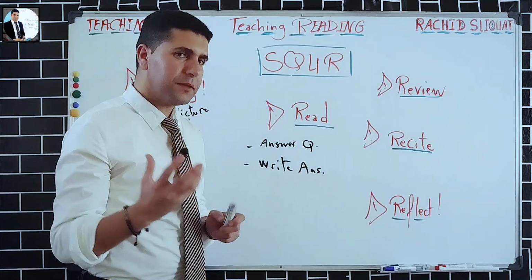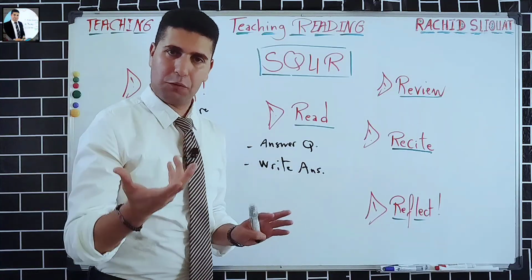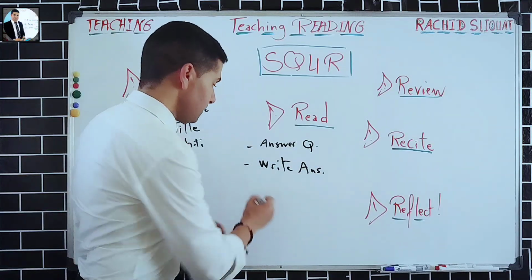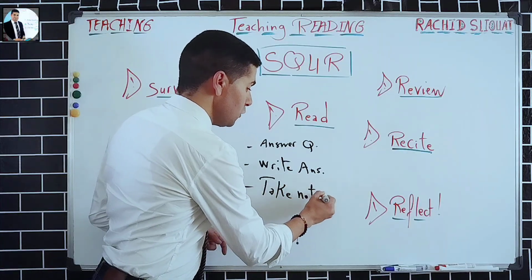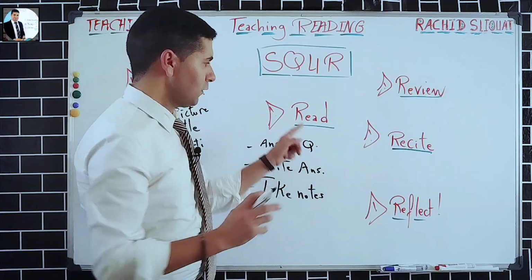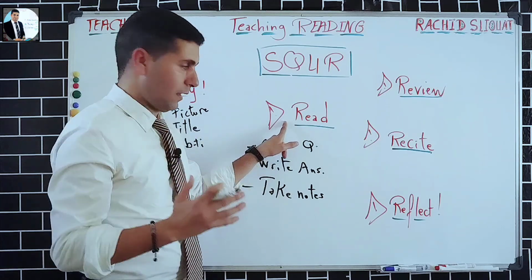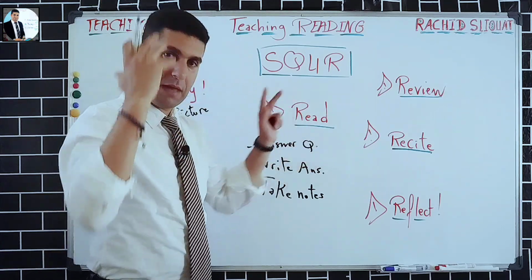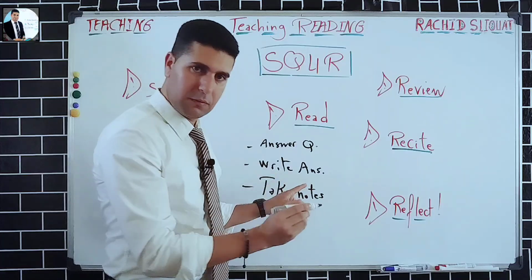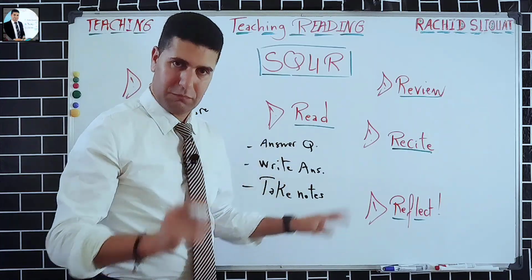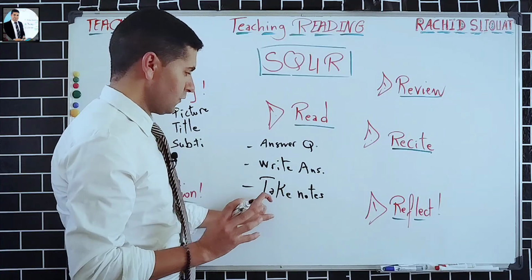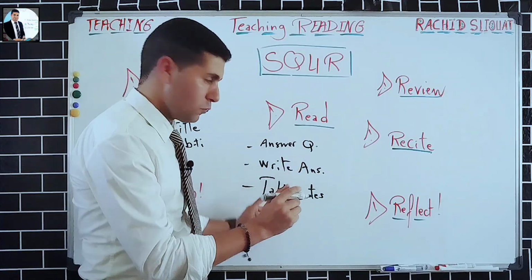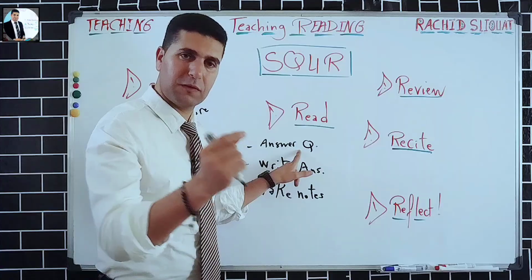Now, what if the text does not answer your questions? What you are going to do is simply take some notes. So when you read a text, you answer the questions you made before, you write the answers, and you take notes. This is what you are going to do in the reading phase: answer questions, take notes, and write the answers.